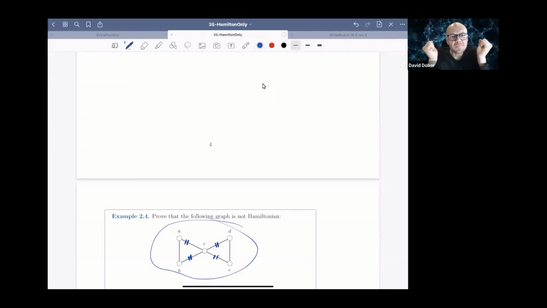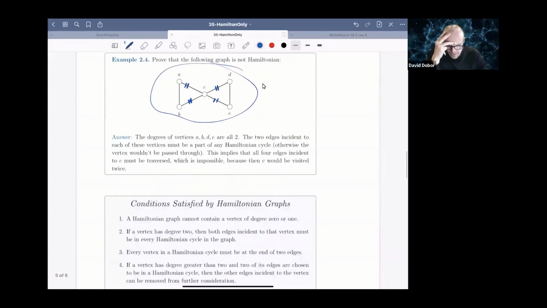And then because every Hamiltonian path must include the vertices A, B, D, and E, and cannot pass through any vertex more than once, there is no such Hamiltonian path, because anything that passes through A, B, D, and E will pass through C twice. Does that make sense? Okay, so that's this, where the bow tie is not Hamiltonian.